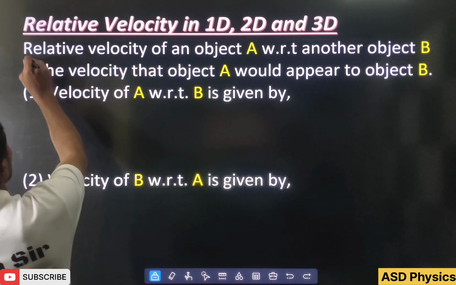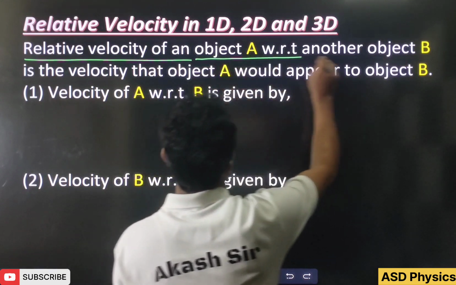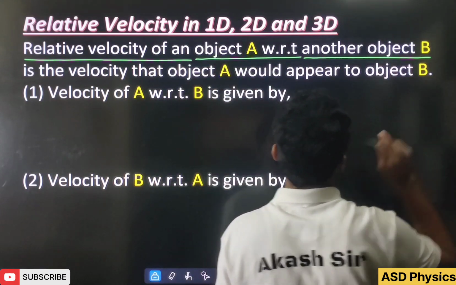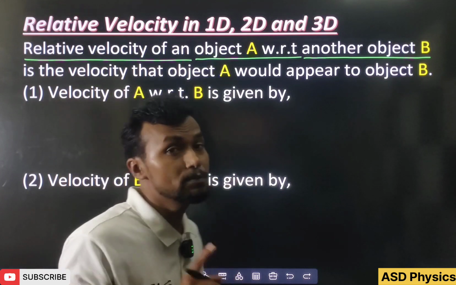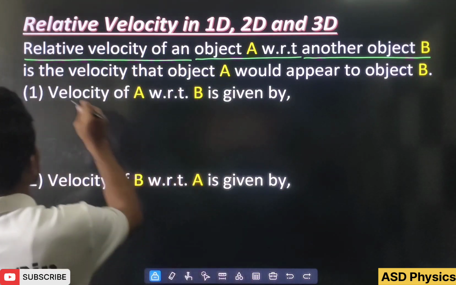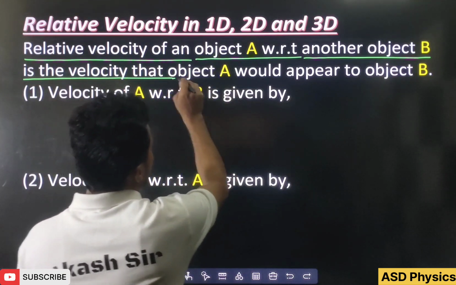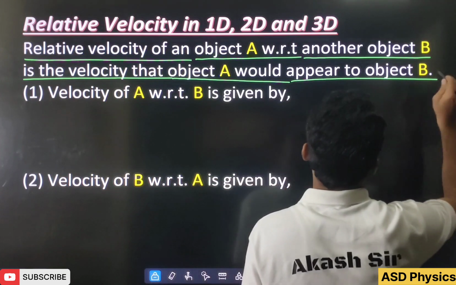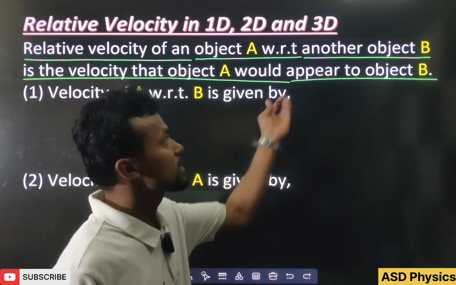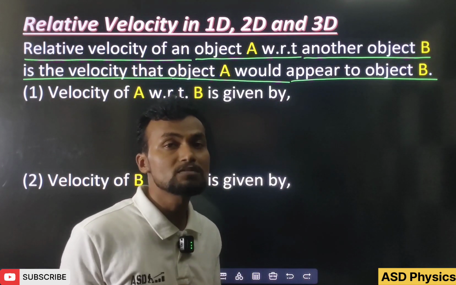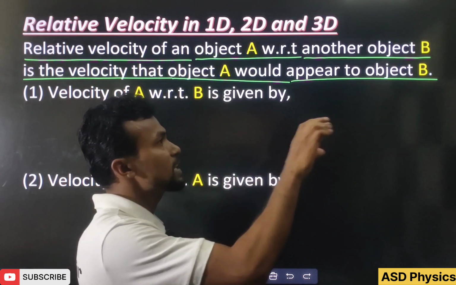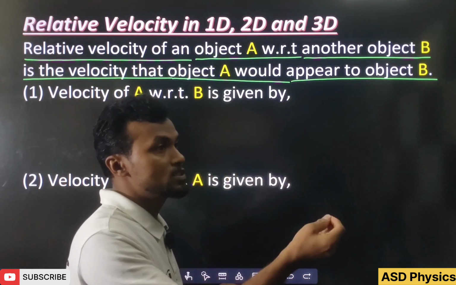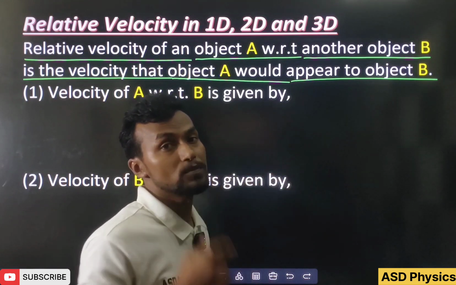So see here, the relative velocity of an object A with respect to another object B. With respect to object B means B is the observer. It is the velocity that object A would appear to have to object B. As I have told you, with respect to object B means B is the observer. So if B is the observer, when A is moving, B will observe it and it will appear to B. That is the meaning.